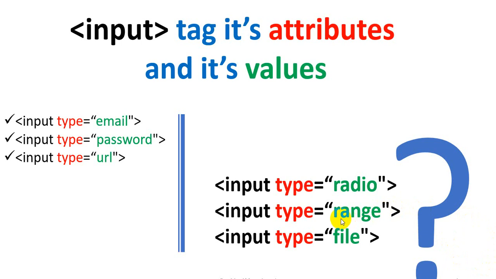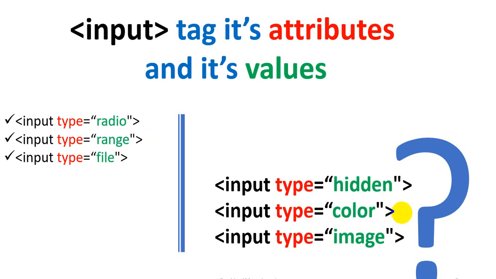After that we saw input type equal to range. For example, you want to set a certain volume starting from 0 to 100, and the default value is 50. After that, in the last lecture we saw input type equal to file. What is input type equal to file? If you want to upload your document or your image, in that case you will take input type equal to file.